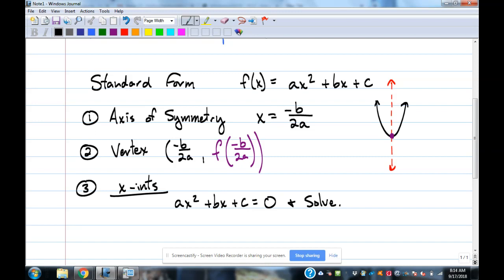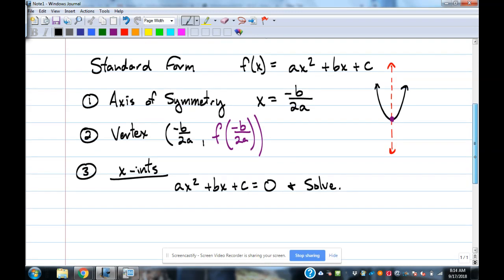So for x intercepts, we're just going to set the equation equal to 0 and solve it. That's going to be for no matter what form we've got. In standard form, quadratic formula or factoring are good options for solving.